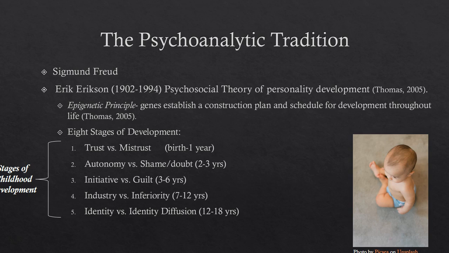The second stage is the autonomy versus shame or doubt stage, from about 2 to 3 years old. This is when toddlers first strive to gain independence. Overly strict adults can sometimes cause the toddler to feel shame and doubt, so guidance by adults is really important in this stage.